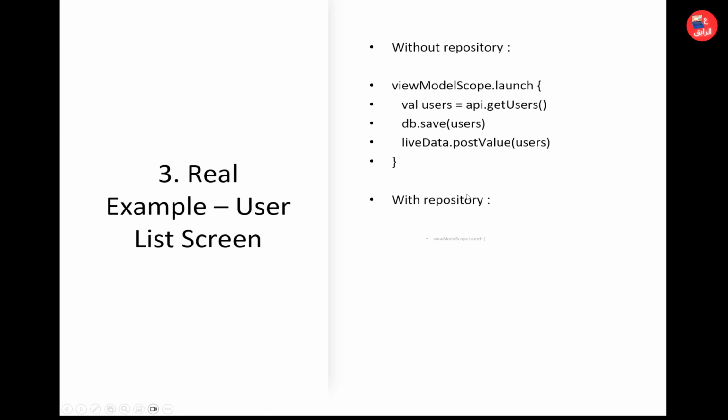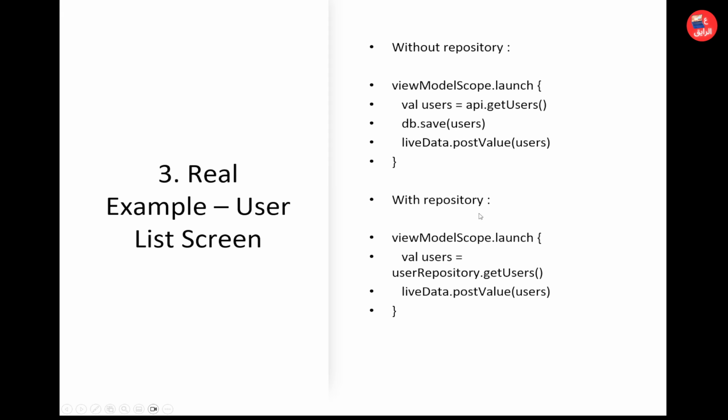But if we apply the repository pattern here, we will not call directly. We will define userRepository.getUsers and liveData.postValue. Now the view model doesn't care whether data came from the API, the database, or whatever.